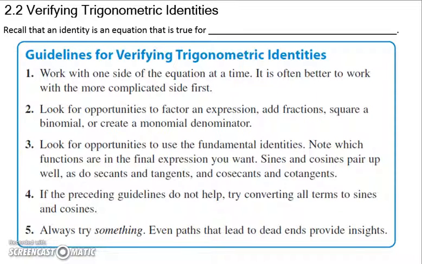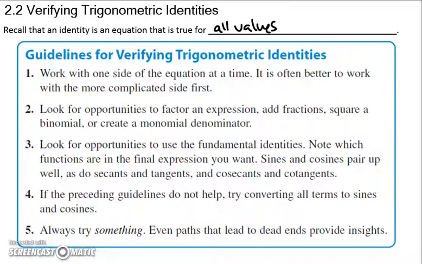Alright, in this video we're going to talk about section 2.2, verifying trigonometric identities. So before we jump in, we should recall that an identity is an equation that's true for all values. So when we said sine squared of x plus cosine squared of x equals 1, that's going to be true no matter what you put in for x.